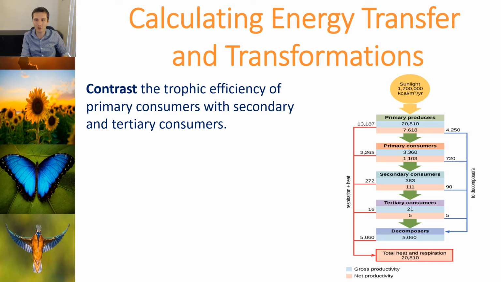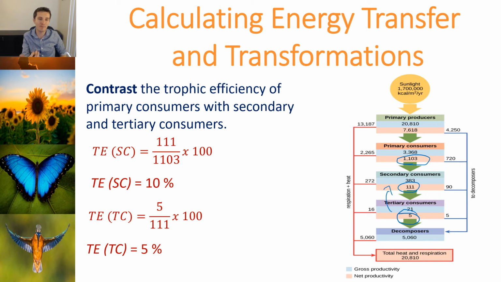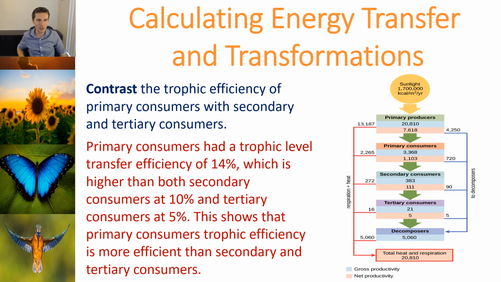So if we start with our secondary consumers, I take my net productivity and I'm going to divide it by the previous level. So here for my secondary consumers, I have 111 divided by 1,103 times 100, which equals 10% for the secondary consumers. For the tertiary consumers, I take their net productivity, divide it by the previous level, which is 111. So I do 5 divided by 111 multiplied by 100, which gives me an efficiency of 5%. So now to contrast or to show the difference, you're going to get 1 mark for getting this right, 1 mark for getting this right, and then 1 mark for actually doing your contrasting.